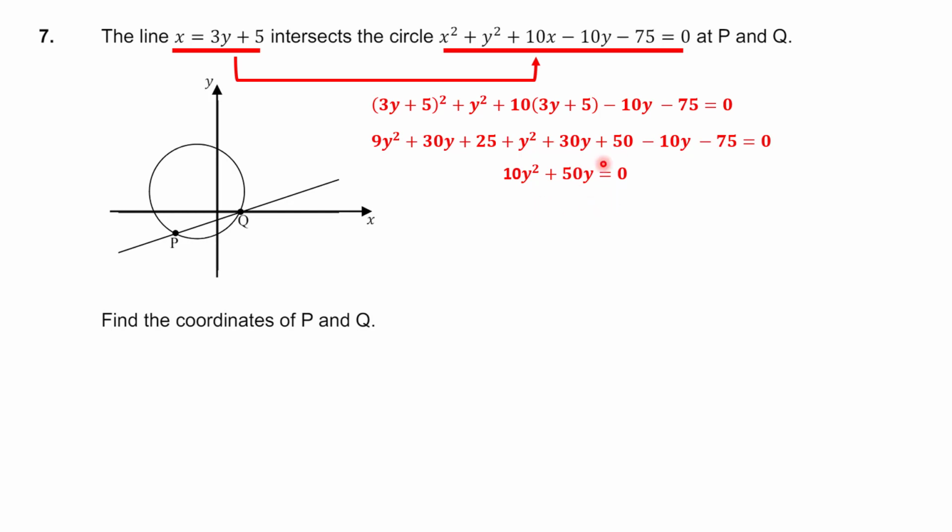We want to find what y is, so let's factorise this. So it's going to be 10y coming out, y plus 5 left. Now, easy to solve that. This can be 0 or that can be 0. So y could be 0 or y is -5.